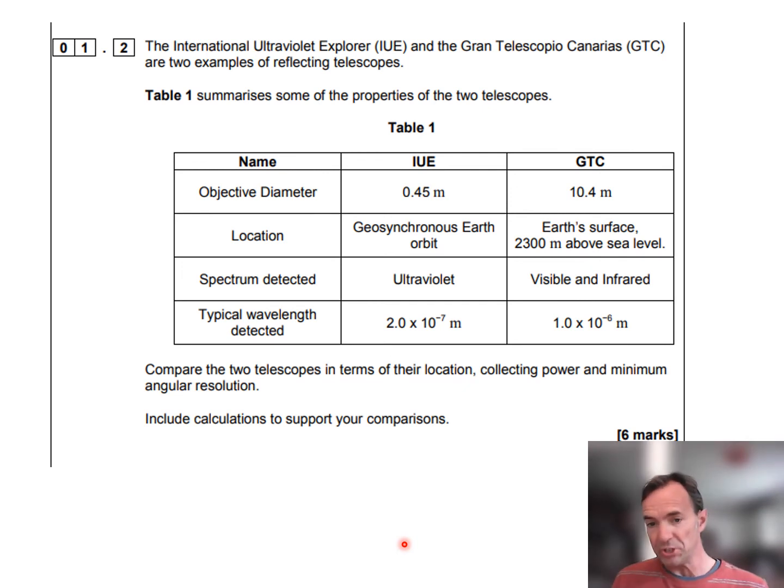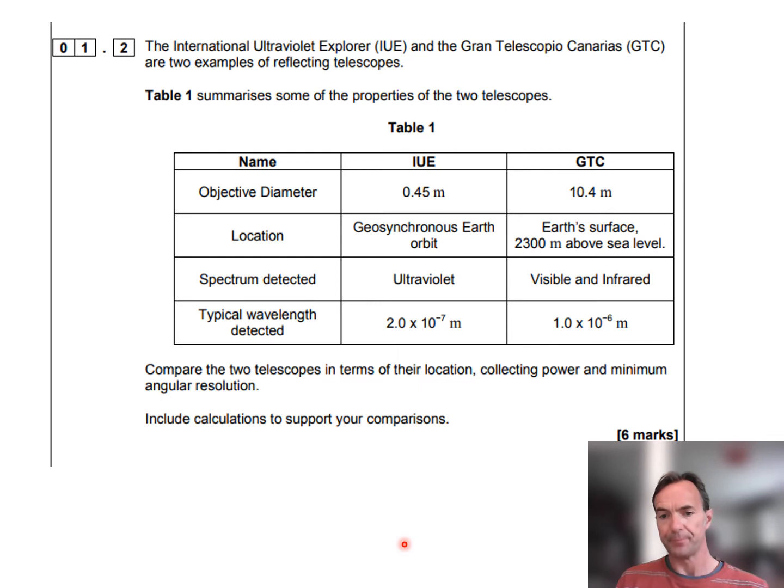Collecting power, it's D squared. So what you're going to do is compare and get the ratio. When people say compare, they always mean do a ratio. So that means 0.45 squared divided by 10.4 squared. And then what that number is, is the comparison. How many times better is the collection area of the GTC compared to the IUE? So when the word compare is used, it means do a ratio, or at least compare how good or bad it is. If it's numbers, do a ratio.